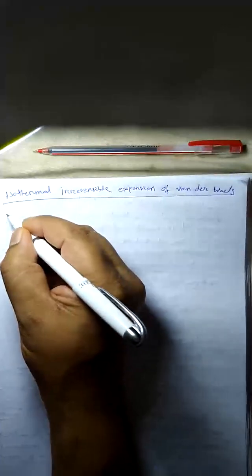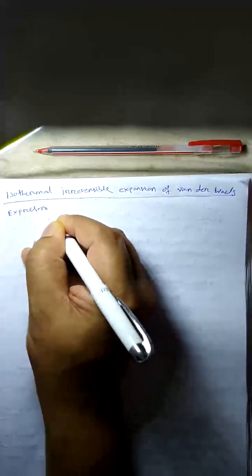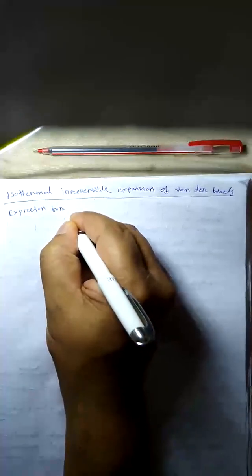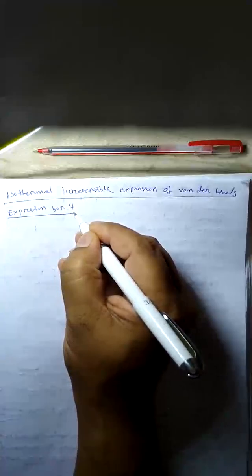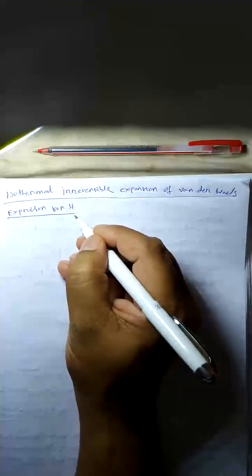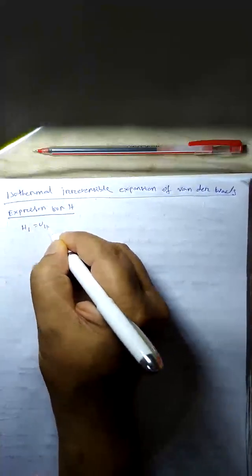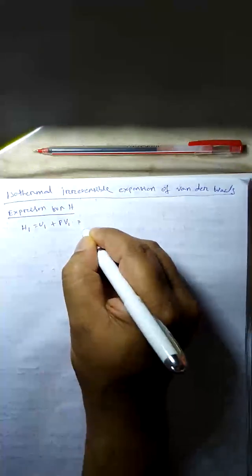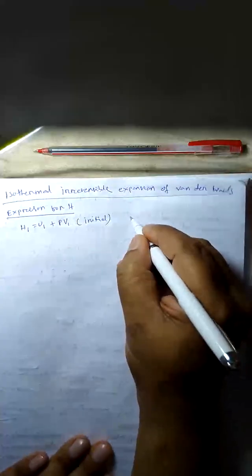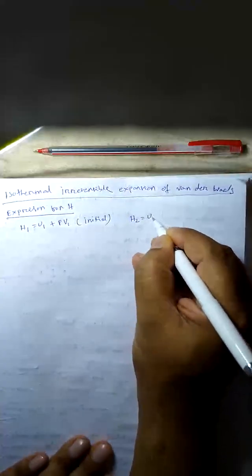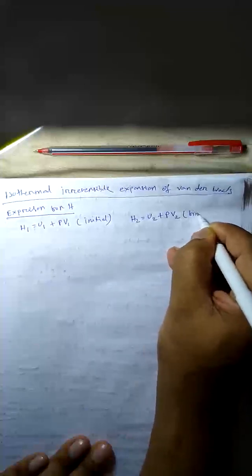Now we have to find the expression for enthalpy. The same value will come, like in the reversible process. Nothing changes, but we will derive the expression. Let the initial enthalpy be H1 equals U1 plus PV1, with pressure constant. In the final state, H2 equals U2 plus PV2.